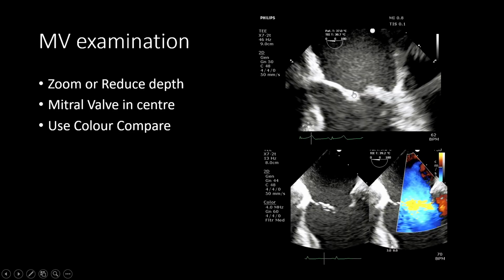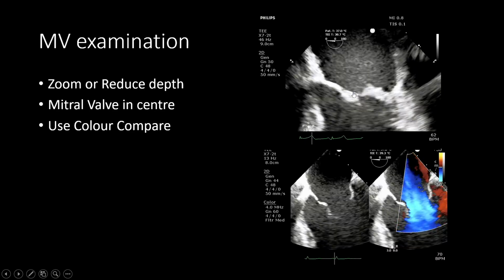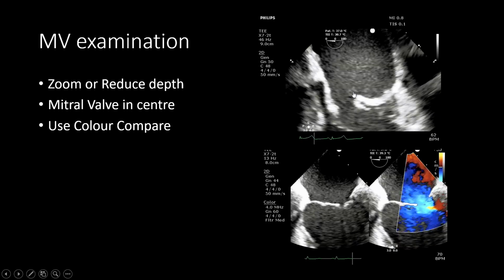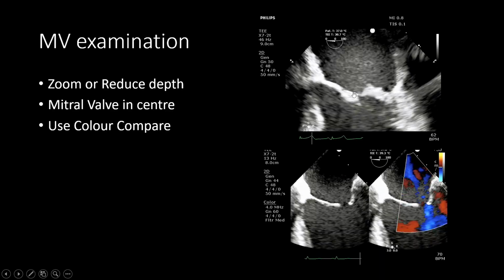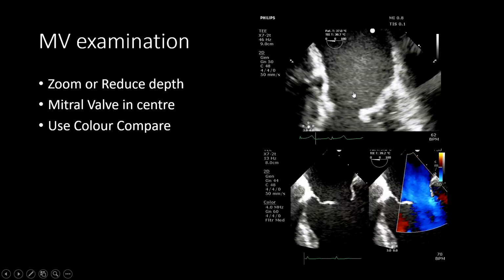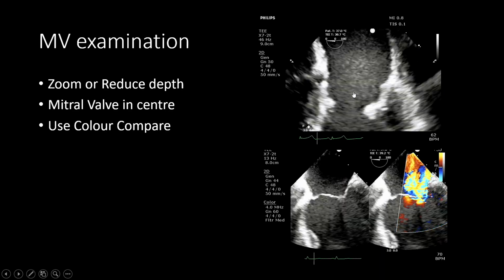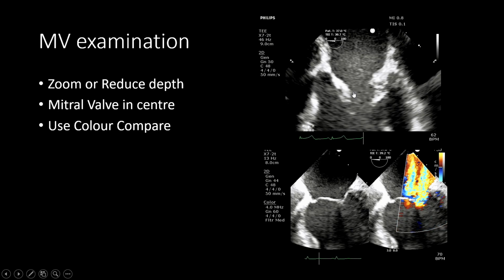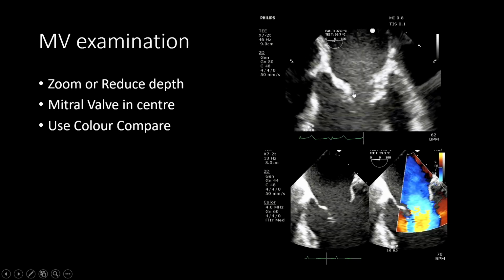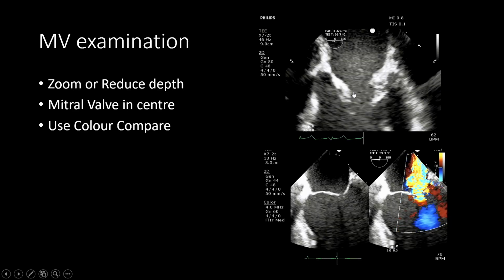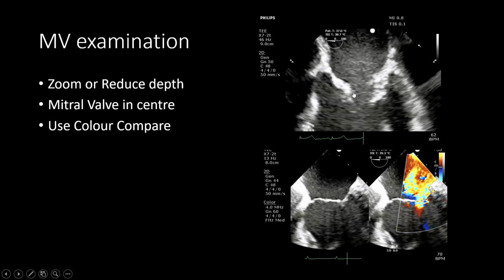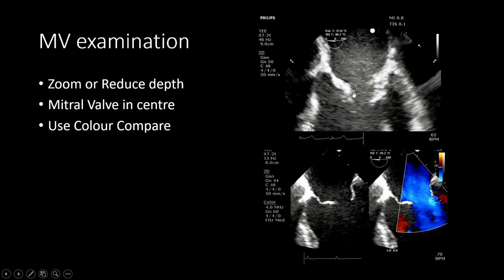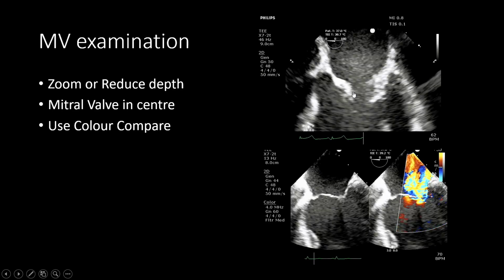So this is one practical tip. Whenever you examine a mitral valve, always zoom or reduce the depth. Bring the mitral valve into the center. When you are examining the mitral valve, you don't need to see the LV which is below. So just zoom so that your mitral valve fills up the whole sector of your scan, and always keep the mitral valve in the center, and always use color compare so that whenever you put color Doppler, you can see the morphology as well as the color Doppler effect simultaneously.